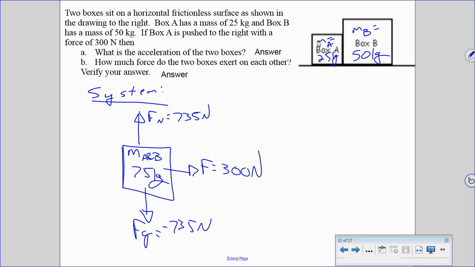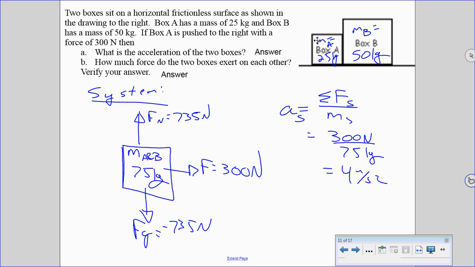There are two internal forces: the force of A pushing B and the force of B pushing A. But remember, only external forces can affect the motion of the system. You can't sit in your car and push on the dashboard and expect it to go. You've got to get outside of the car and push it. Same idea. So let's find the acceleration. The acceleration for the system is the net force divided by the mass of the system. So that's 300 newtons divided by 75 kilograms, and you get 4 meters per second squared.